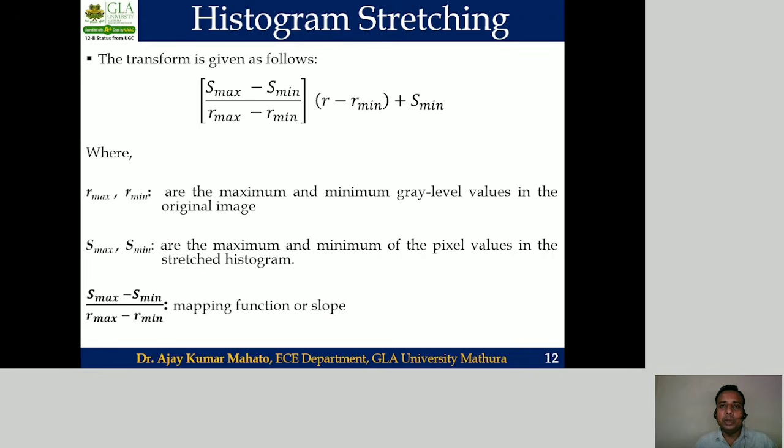In order to apply histogram stretching on a digital input image, we have to implement the following mathematical equation, that is (S max minus S min) divided by (R max minus R min), multiplied with (R minus R min), plus S min, where R min and R max represent the minimum intensity level and maximum intensity level of the input digital image, and S min and S max represent the minimum intensity level and maximum intensity level of the histogram stretched output image.